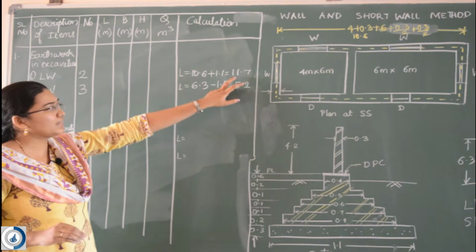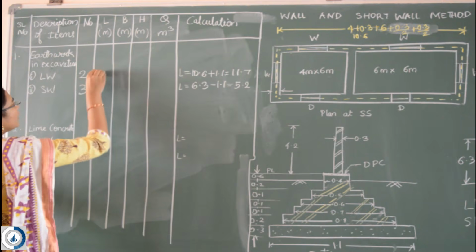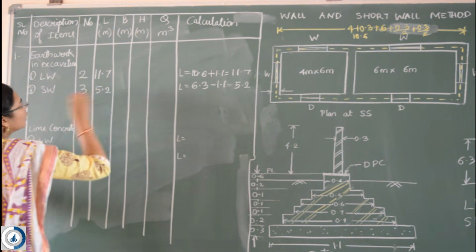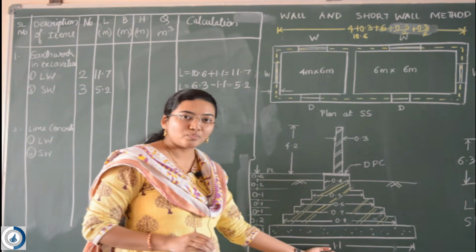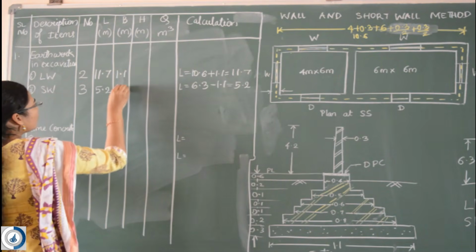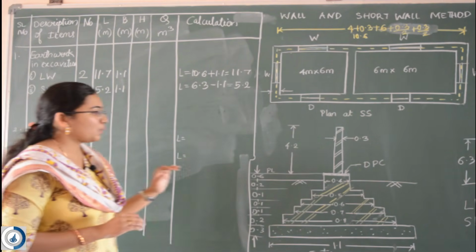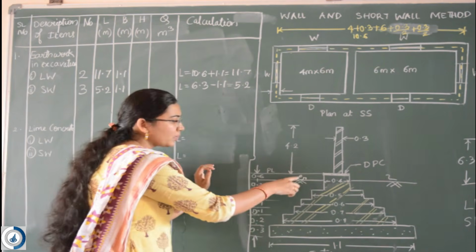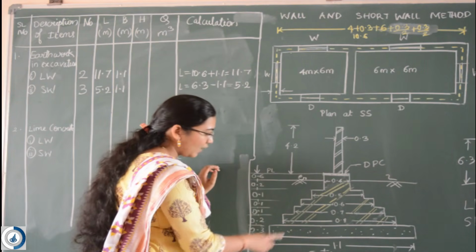Now this is the length which has been calculated. So in the column of the length I will be writing 11.7 and 5.2. Now what is the breadth? The excavation, the bottommost part, it is 1.1. So here I'll be writing 1.1 for both the long wall as well as the short wall. Now how much do we have to excavate? So this is the ground level given. From ground level to the bottommost lime concrete, till that part we have to calculate.